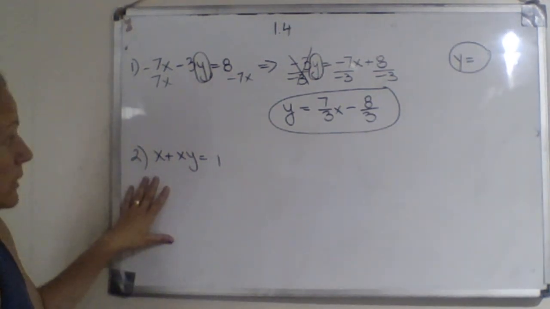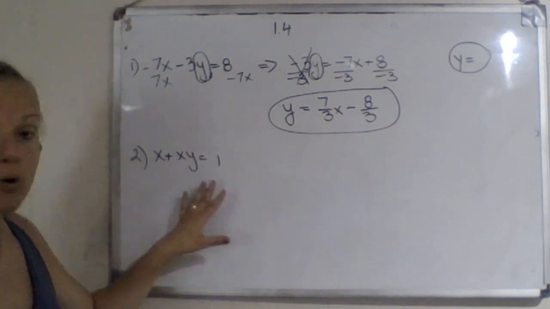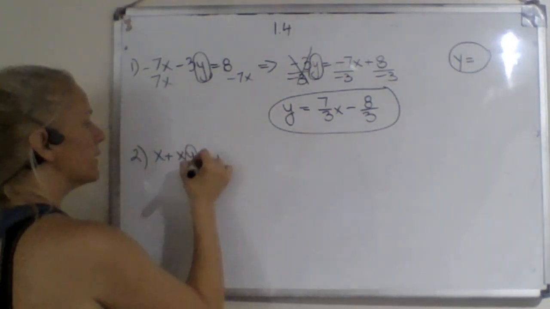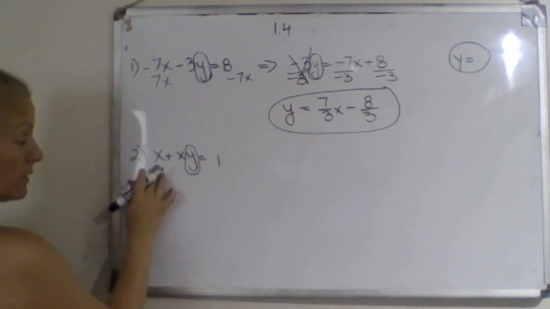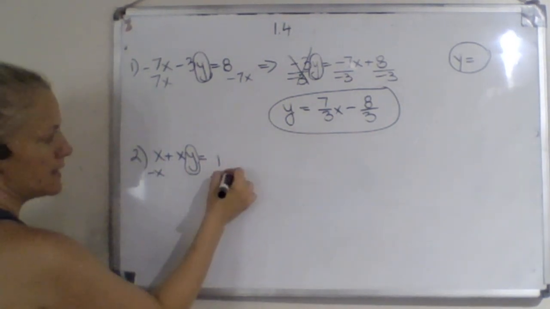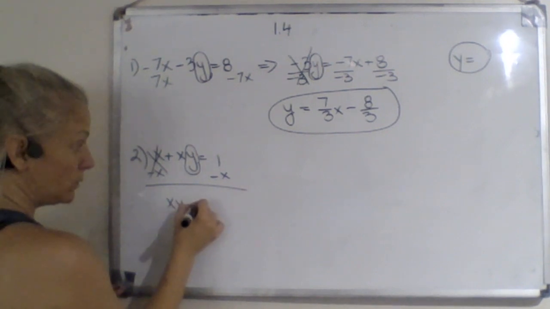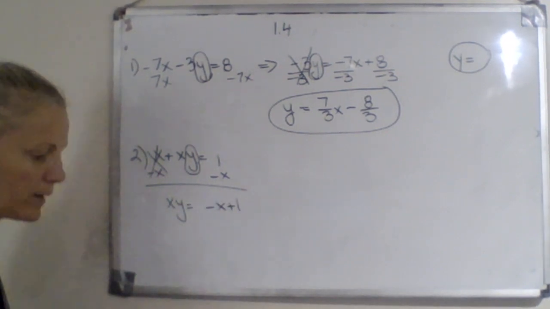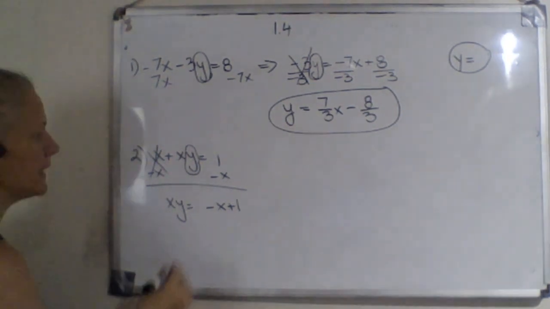Same thing with example 2. They want the exact same thing for you. They say solve this for y. So we said we're going to circle y. We want y alone. Well, the first thing that goes is the thing that doesn't have any y, which is this x. Minus x, minus x. I end up with xy equals, as a rule again, negative x plus 1. The book doesn't do it that way. We are going to do it this way all the time. And then I'm solving for y.